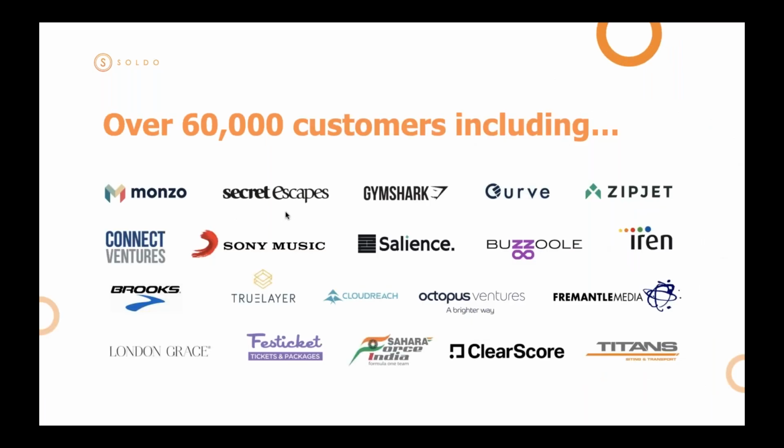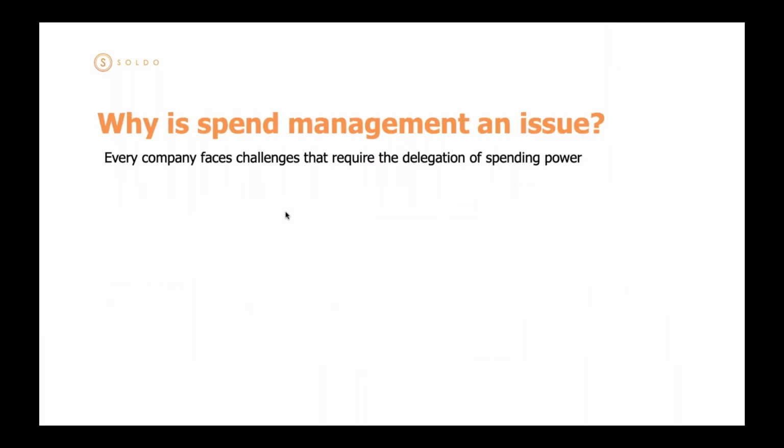We have over 60,000 customers, and they include all the different brands that you've got here, plus a lot of other businesses as well. So we scale from anything from a couple of employees all the way up to thousands of employees and everything in between. Typical sweet spot for us is anything between 5 and 50 employees, which is a great fit for the majority of accountants. So why is spend management?